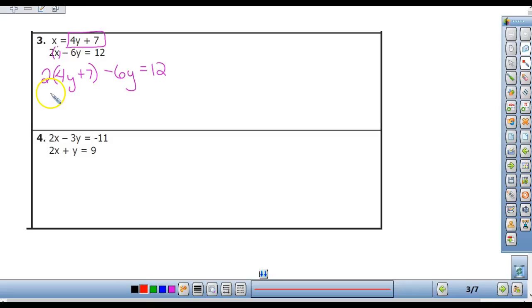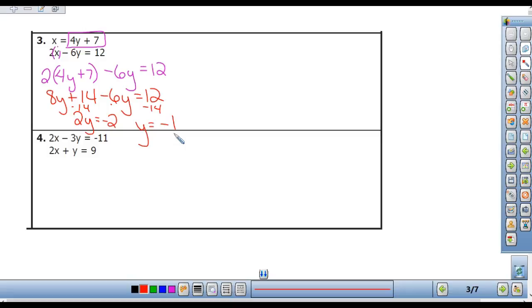So I have 8y plus 14 minus 6y equals 12. So what do I have for y's? 2y. Move your 14 over. 2y equals negative 2. So y is negative 1. Good job.